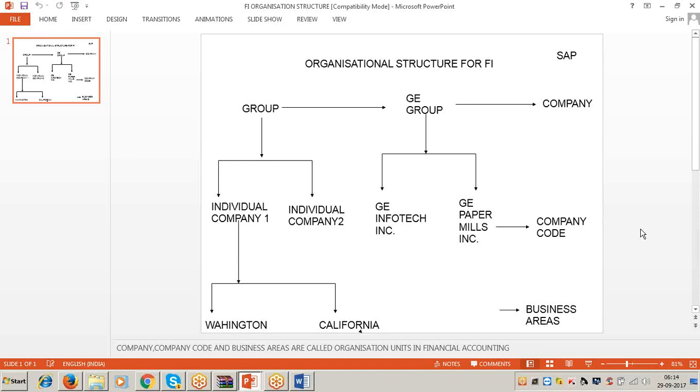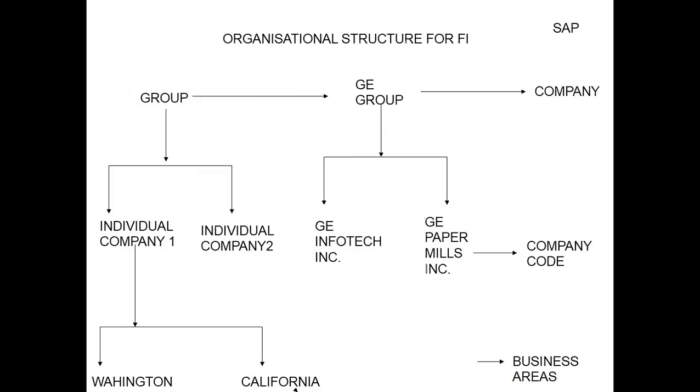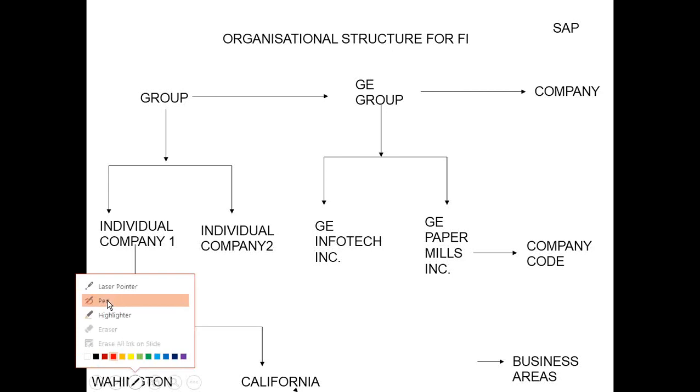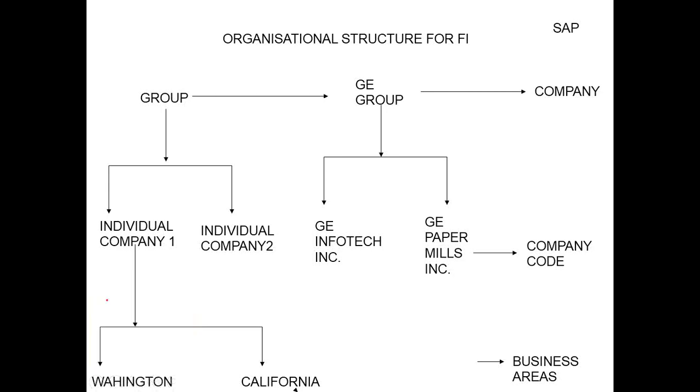Now, from the viewpoint of preparing P&L account and balance sheet, you take any company in the world, right? At the top, you have the group. Group means you will have some number of individual companies, like individual company 1 and individual company 2.